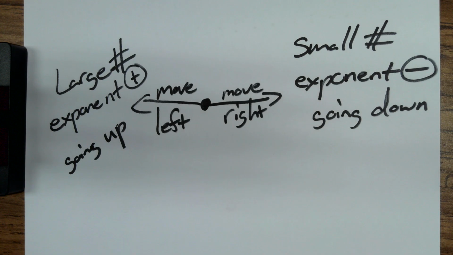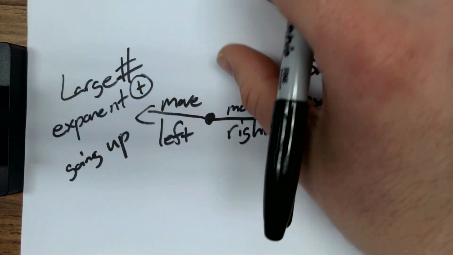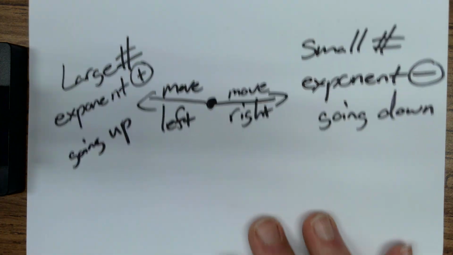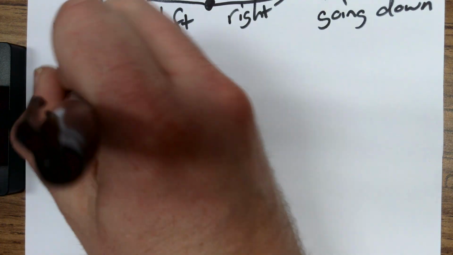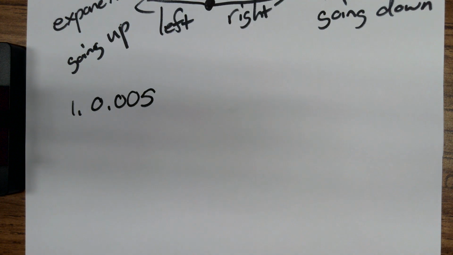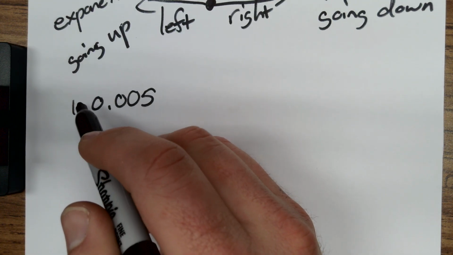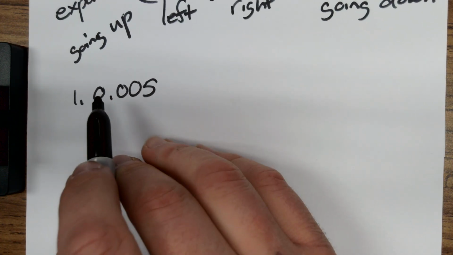So I'll take a look at my sheet here. Let's look at number 1 together. Number 1 is 0.005. Are we saying this is a big number or a small number? Small number, right? It's less than 1. So I want to find my decimal. So does everyone know what is a decimal going to be on the right-hand side or the left-hand side? Left-hand side, right? Right here it is. Huzzah! I have found the decimal.